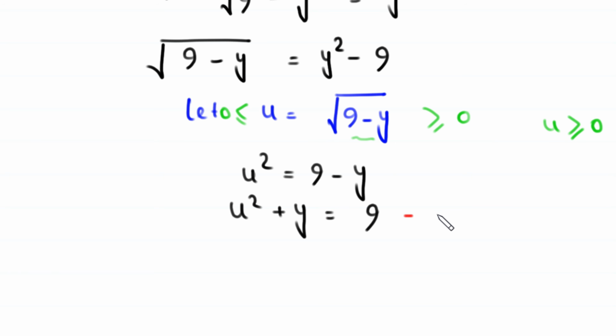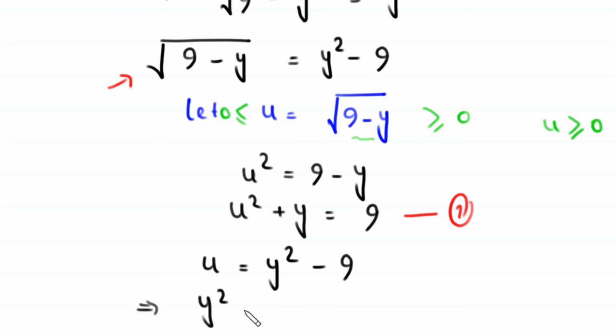Let's call this equation number 1, and if we substitute u in this equation, then this equation will become u is equal to y squared minus 9. Move this negative 9 to the left hand side and u to the right hand side, then this implies that y squared minus u equal to 9. Let's call this equation number 2.